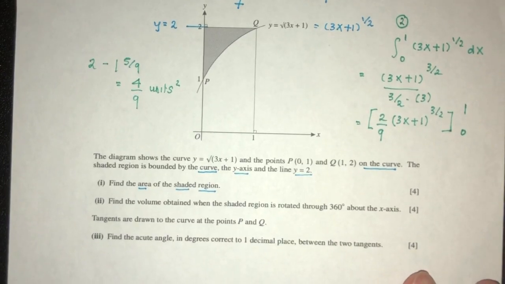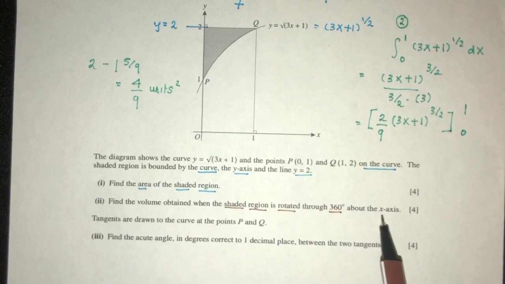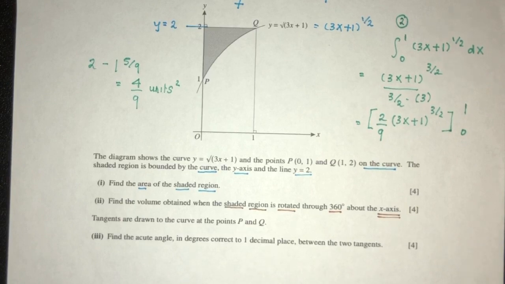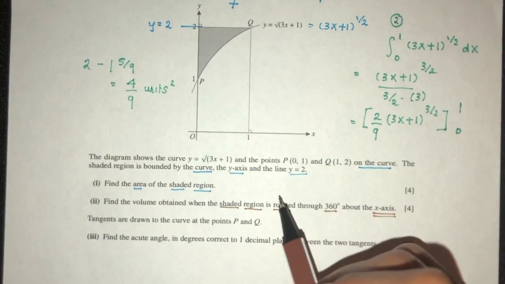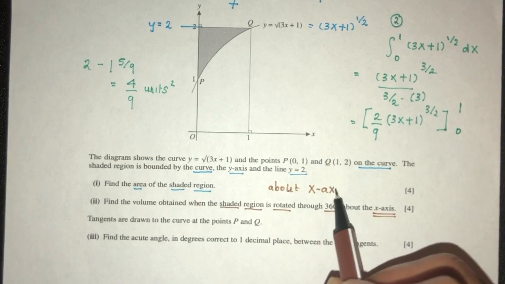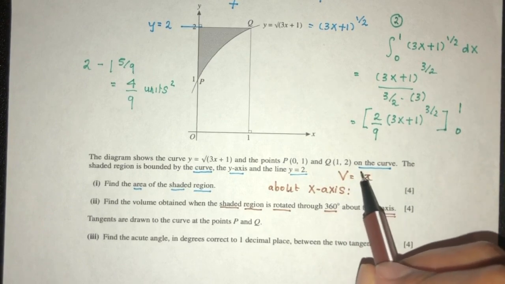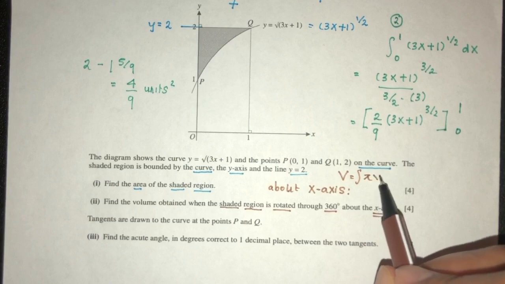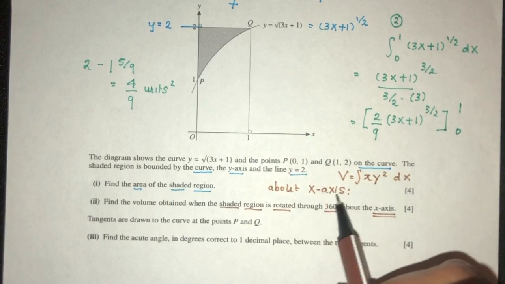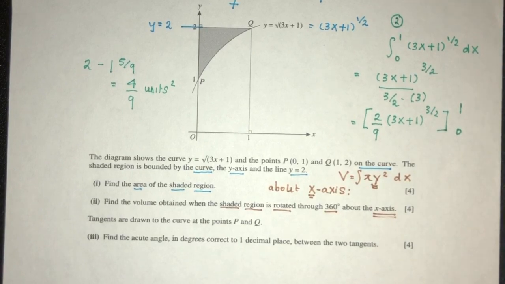Now for question part 2, we have to find the volume obtained when the shaded region is rotated through 360 degrees about the x-axis. Usually when we have a rotation about the x-axis, we have to know which formula we are going to use. About the x-axis, volume is equal to pi, and of course integration, of y squared with respect to dx. When we have about x-axis, we have to make y become squared. But again, this is usually what we have to use.